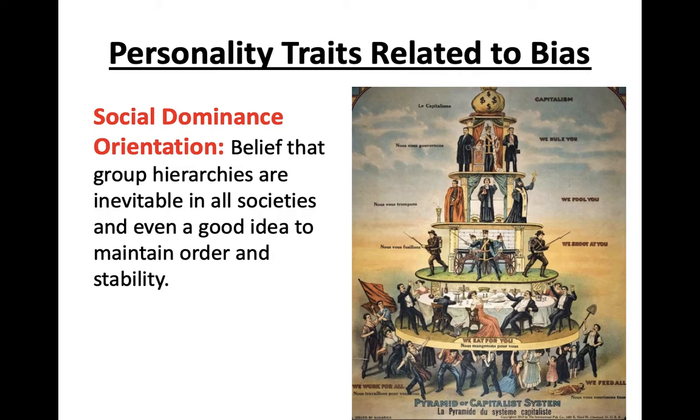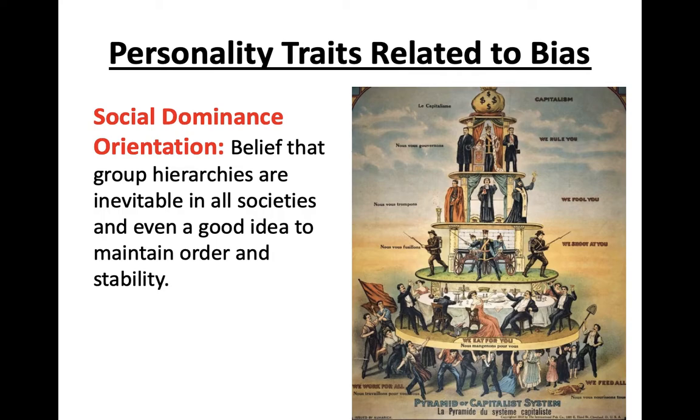And so inventories that measure social dominance orientation will include statements like this: An ideal society requires some groups to be on top and others to be on the bottom. Okay, here's another item. Some groups of people are simply inferior to other groups. So somebody high in social dominance orientation marks that they agree with items like that. People that are low in social dominance orientation mark that they disagree with statements like that.